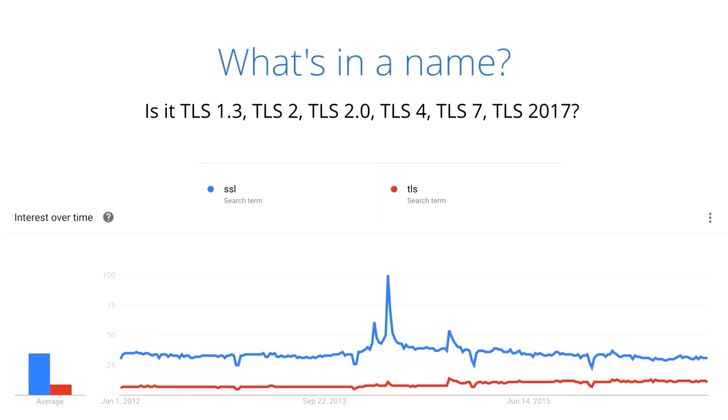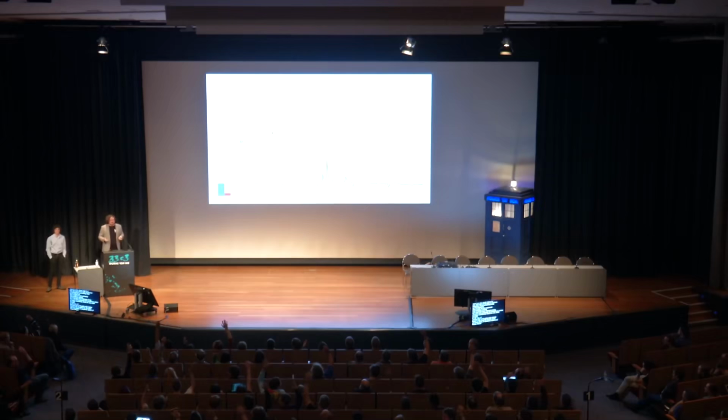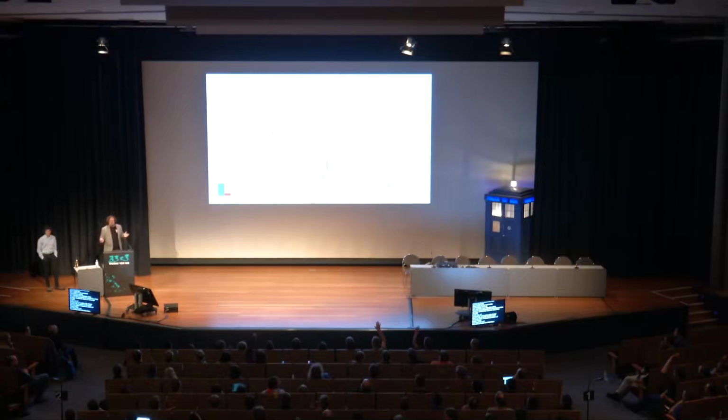So let's have a show of hands. Who here thinks it should be called 1.3? Thanks, Filippo. Yeah, a pretty good number. How about TLS 2? Anybody? Oh, that looks like more. Remember, SSL v2 is a thing, and it's a terrible thing. You don't want to confuse it. So how about TLS 4? Yes, it's still a significant number of people.